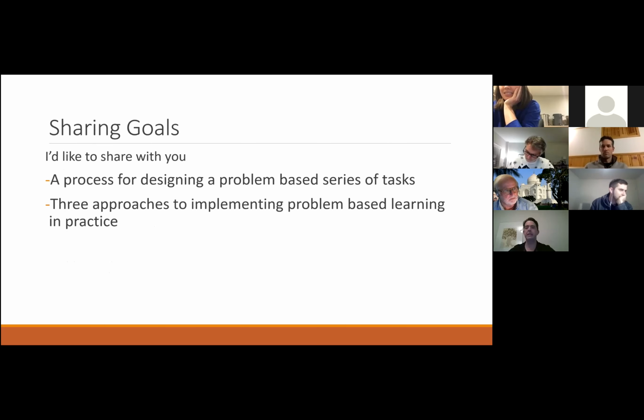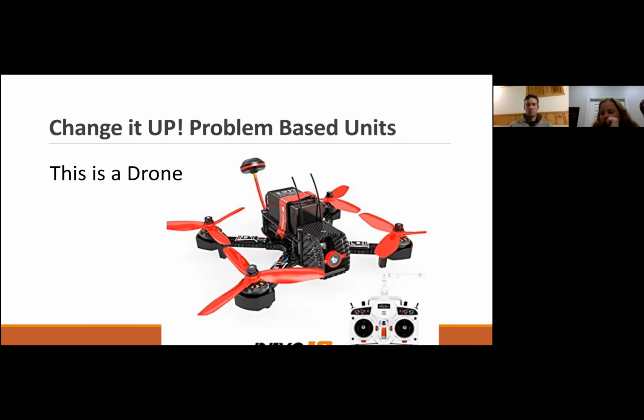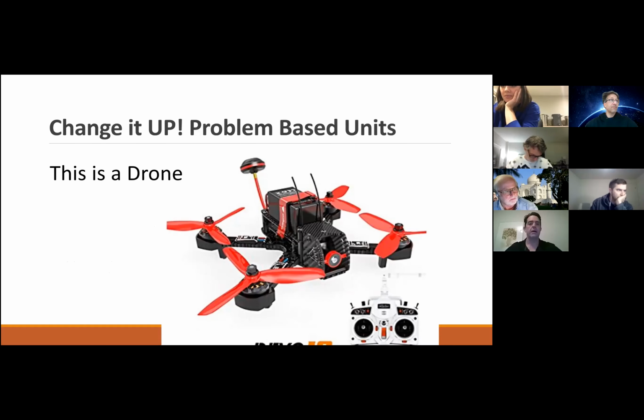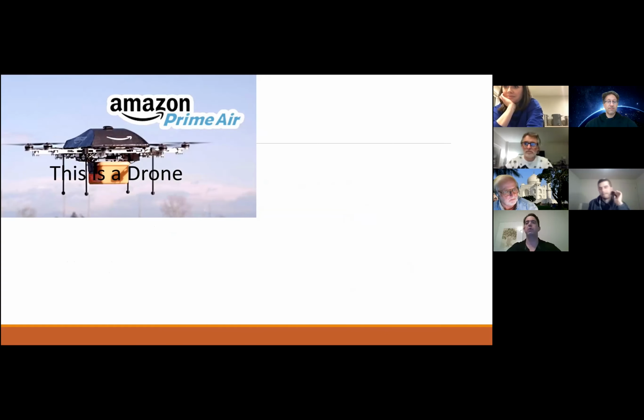This is a drone. A drone is a pretty simple little thing. It's got four electric motors. You can see that little battery strapped to the top, and a remote control down at the bottom. This is Amazon's delivery drone. This is what they propose will be delivering all your packages in the future.